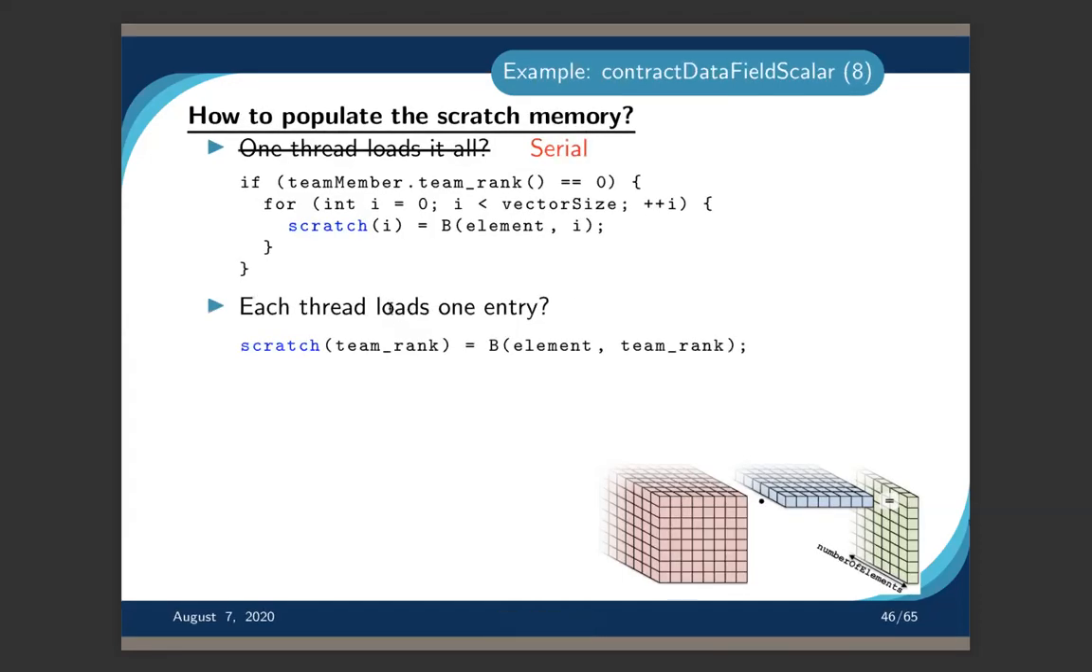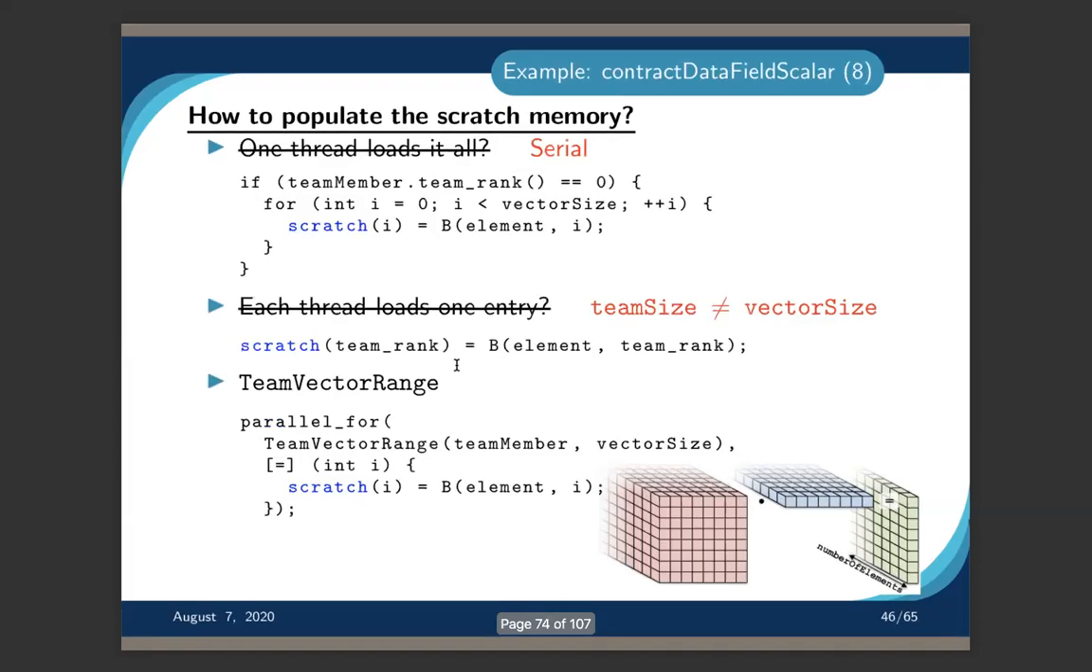You could try having each thread load one entry, B element team rank, but that doesn't really work if the team size is not the vector size. So what you do is another loop and you use the team vector range, because it's at the first nesting level and there's no nesting happening inside. So we use a team vector range, we use all the parallelism available, we loop over vector size and assign the elements.